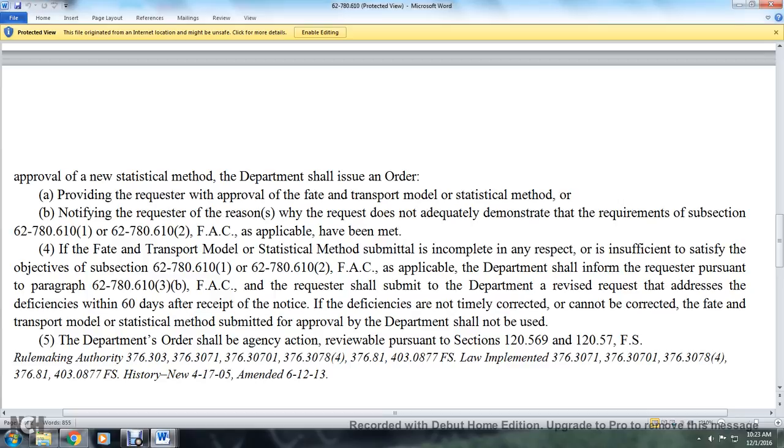Rulemaking Authority 376.303, 376.3071, 376.307001, 376.3078, 376.81, 403.0877. Florida laws implemented 376.3071, 376.30701, 376.3078, 376.81, 403.0877. Florida State History News, April 17, 2005. Amended June 12, 2013.